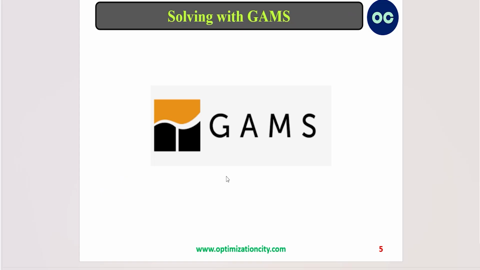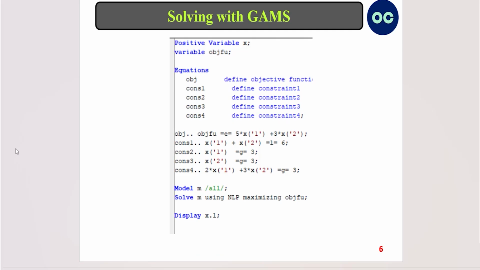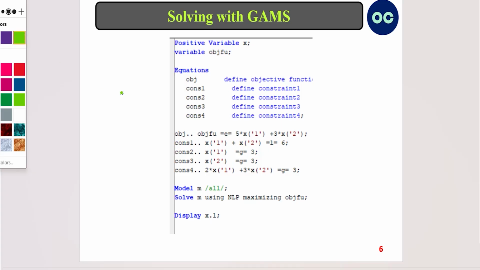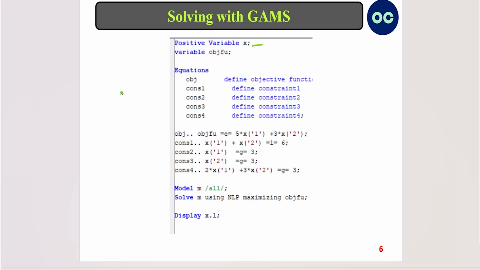So next, we solve this model using the GAMS software. This is the code. We have two variables, x1 and x2, and because they are non-negative, we just write positive variable.